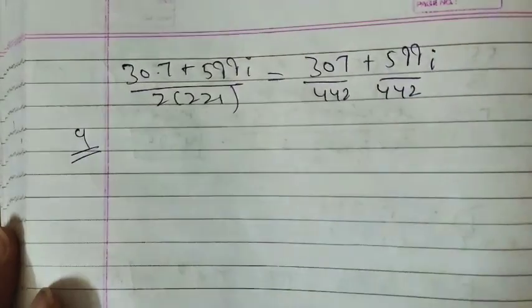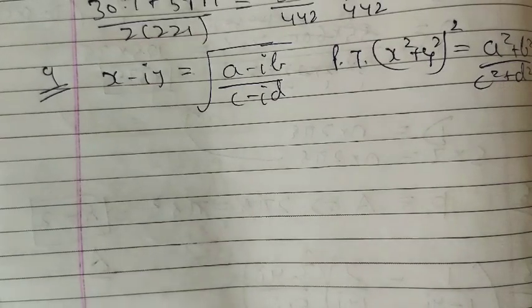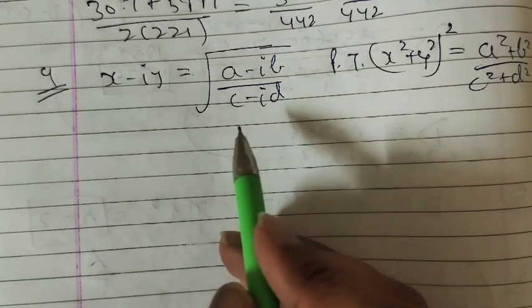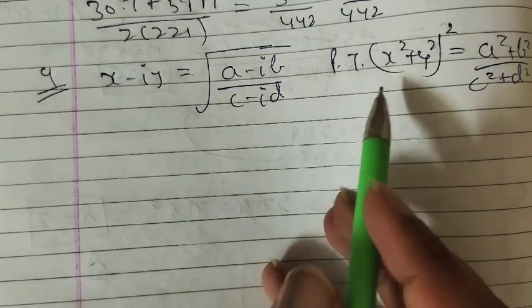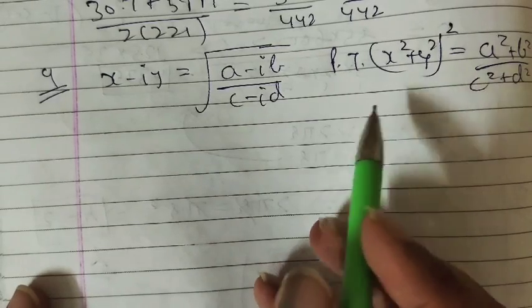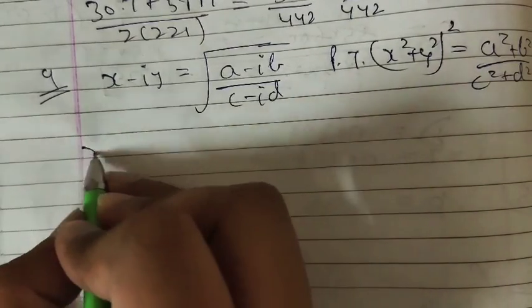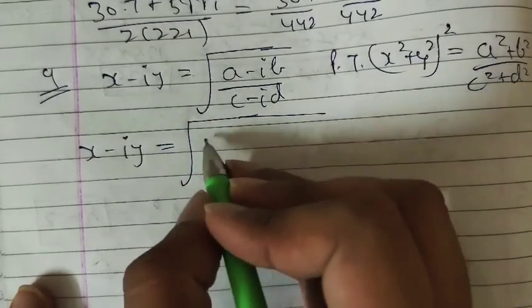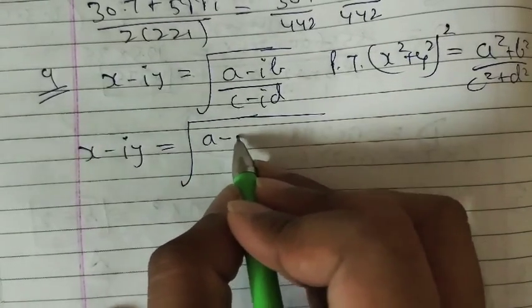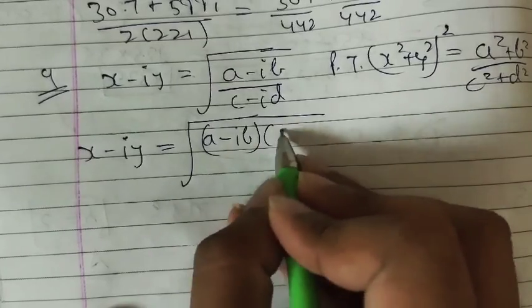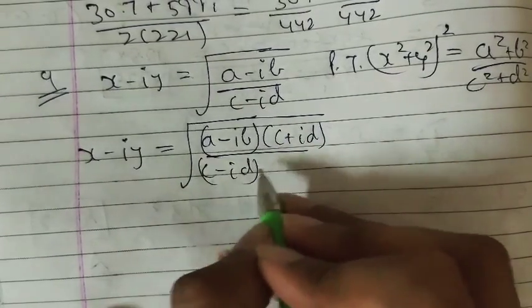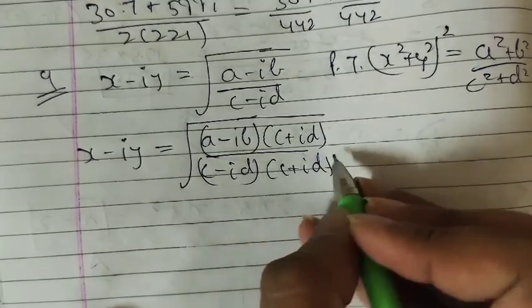Let's take question number 4 now. Now this is question number 4. If x minus iy is equal to the square root of (a minus ib) upon (c minus id), then we have to prove that x squared plus y squared is equal to this. So x minus iy, let's rationalize this: (a minus ib)(c plus id) upon (c minus id)(c plus id), right?